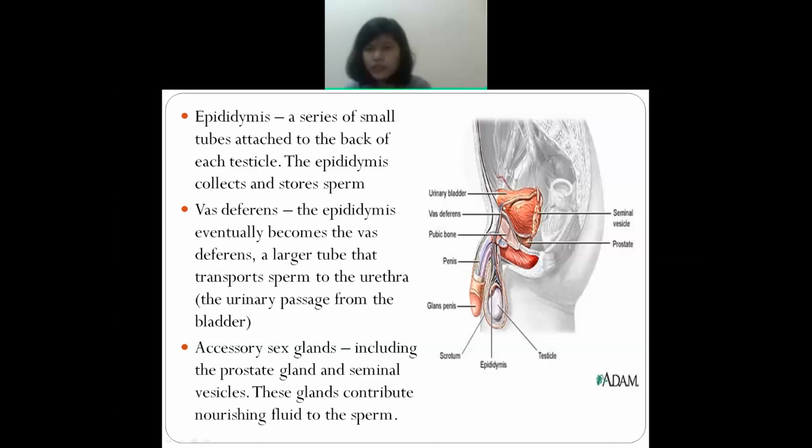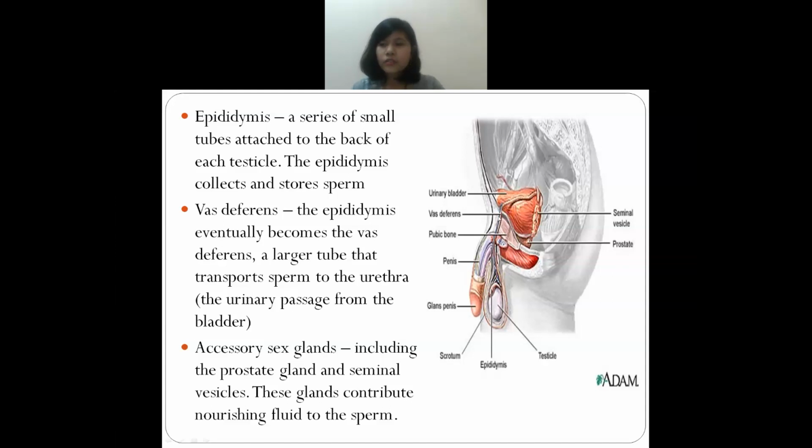Okay, vas deferens. This is a vas deferens. So in this vas deferens, what can you see? They are interrelated, this epididymis and this vas deferens. They are connected, like a tube. And this epididymis, what will they do? They will transport. They will go and give the sperm to the vas deferens. Remember that they are a tube, they connect.